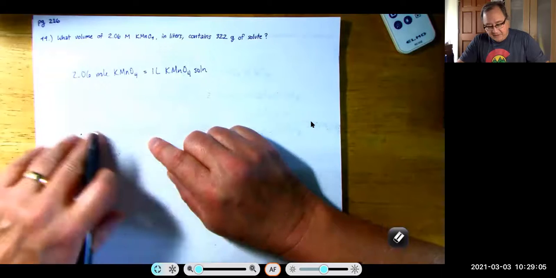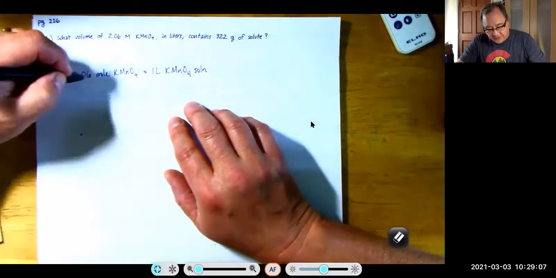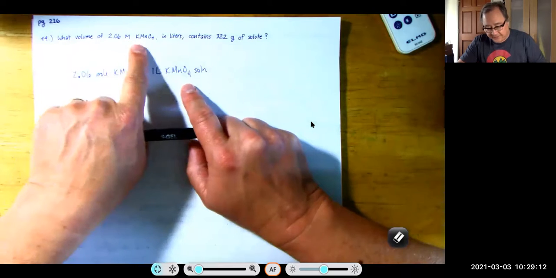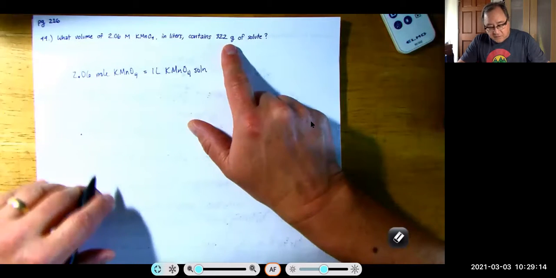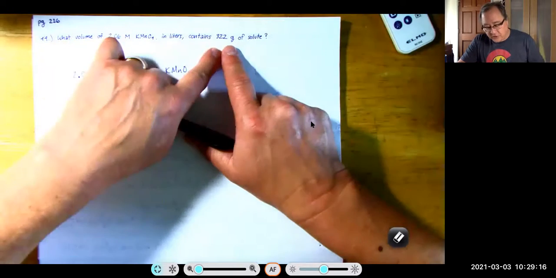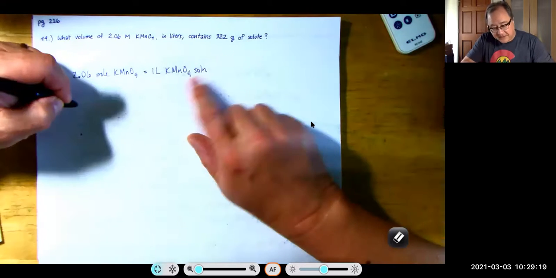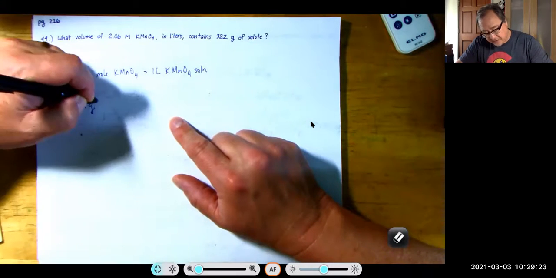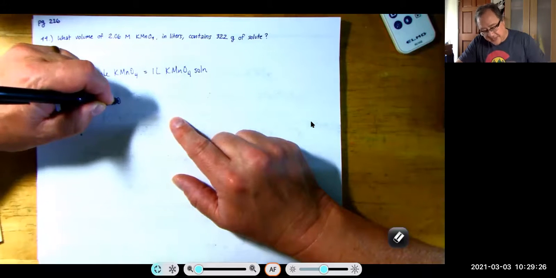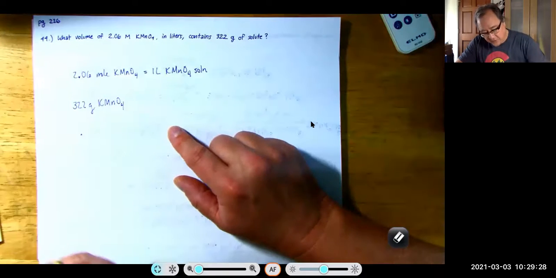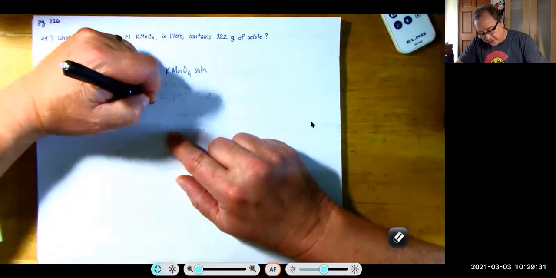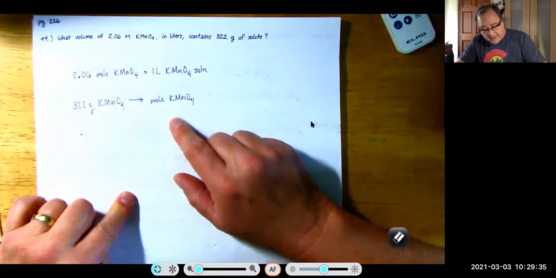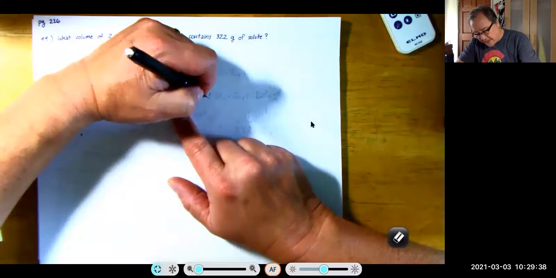So what we have here is 2.06 moles of potassium permanganate in 1 liter of solution. That's what this means. We want to know what volume contains 322 grams of solute, the KMnO4. So we're going to start with 322 grams of KMnO4, which is also called potassium permanganate. We're going to convert that to moles of potassium permanganate, and then we can convert that into liters of potassium permanganate solution.